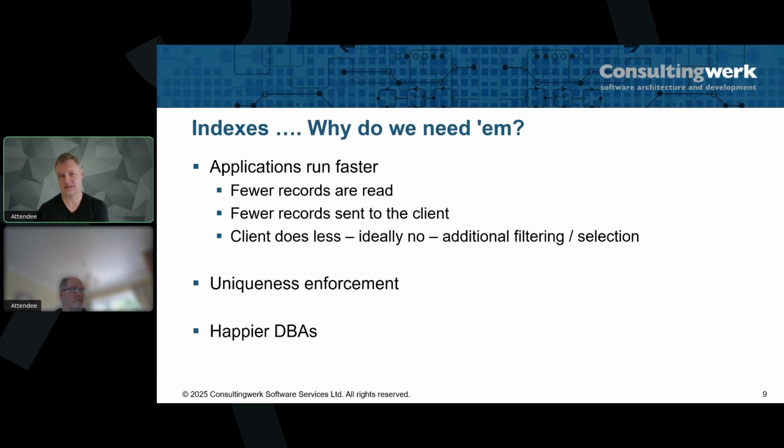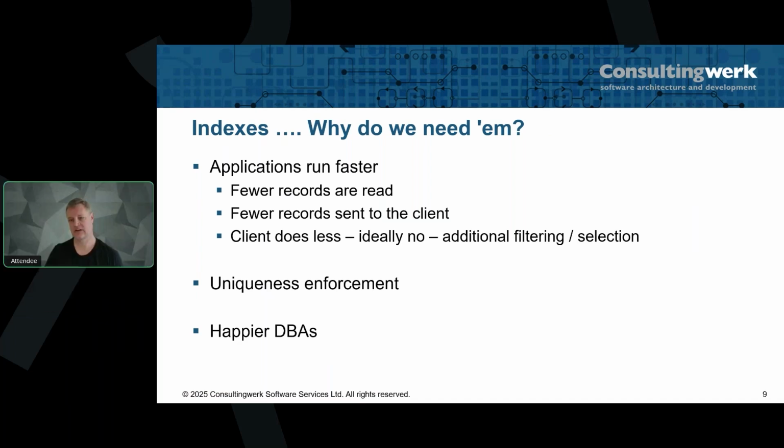So why do we need indexes? They seem to cause a lot of problems, but they're confusing. But generally, they make the applications go faster in a couple of ways. One is that there's less work done on the database. So fewer records are read. It means less work for the database engine to do. And more importantly, in more modern kinds of architectures, fewer records are sent to the client. When I say the client, I don't mean a web client necessarily or a GUI client, but the ABL client that queries the database.